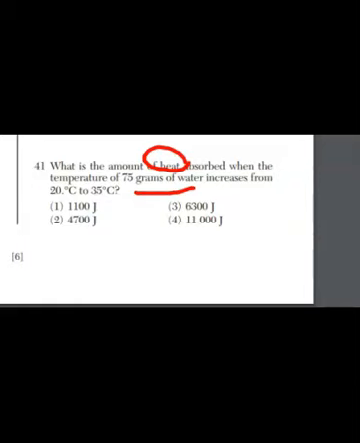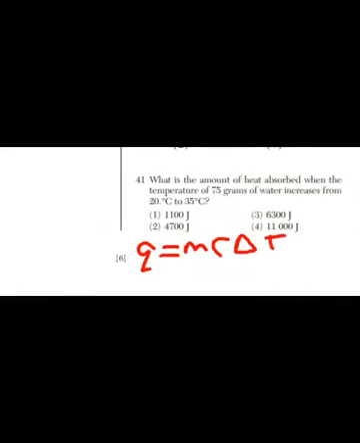I do have a delta T. I have a starting and ending temperature. That means the equation I would pull off of Reference Table T is q equals mc delta T. I always recommend, even though you don't have to show your work, write the equation down for multiple choice.